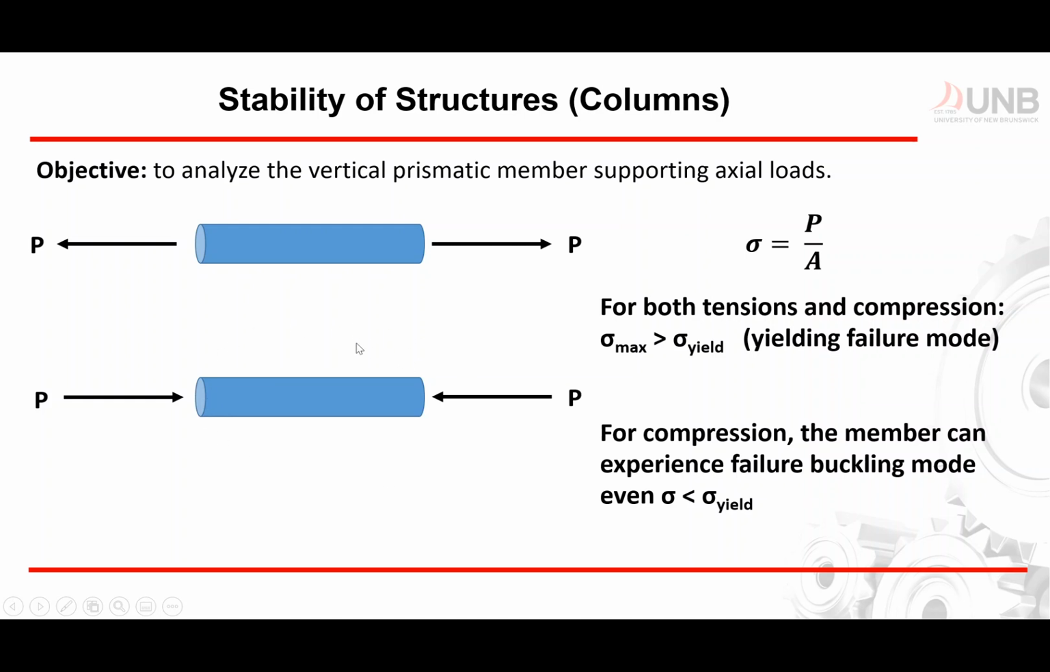Now, you would imagine that the material will first reach yield stress and then it will deform. However, for columns or for longer structures, once we compress our material, before even reaching the yield stress, there's a tendency for the structure to buckle. So for compression, the member can experience a buckling failure mode even if our stress is less than the yield strength of our material. So the focus of our discussion is going to be on the second case right here, wherein we have a compressive force.